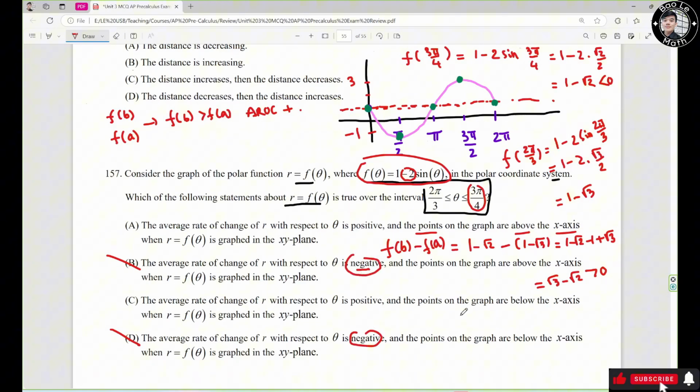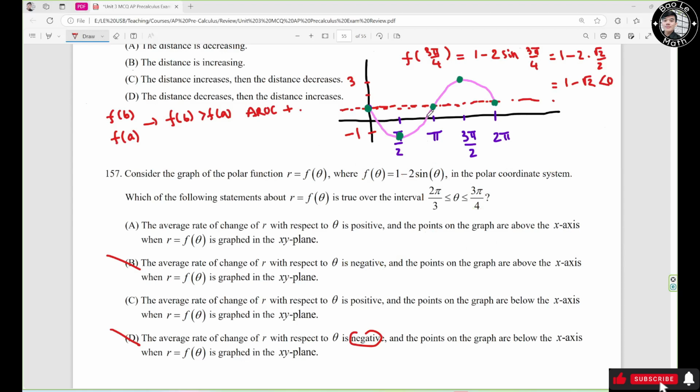Now I'm going to check to see if the points are below the x-axis. First, I need to find the zero of this function. In order to find the zero, I just let this equal 0. So it's 1 minus 2 sine theta equals 0, so sine theta equals 1/2, and then theta equals pi over 6 and theta equals 5 pi over 6.